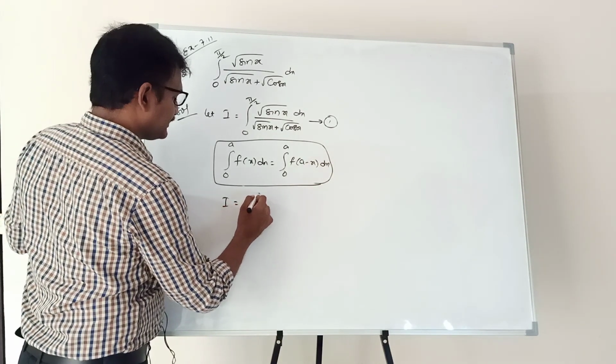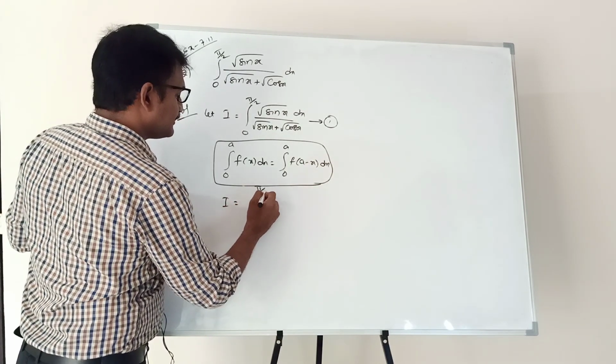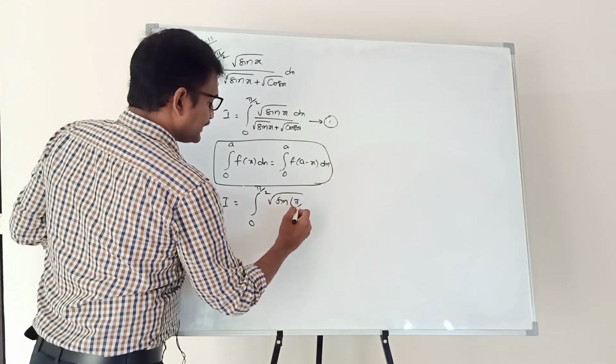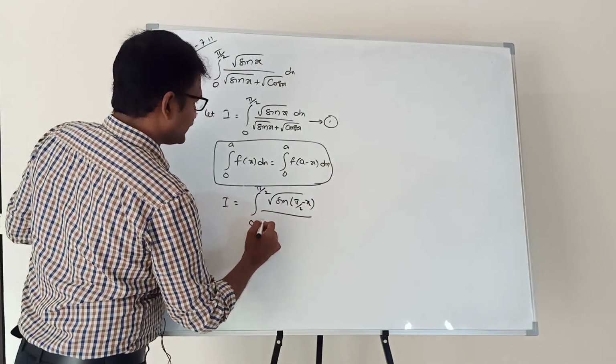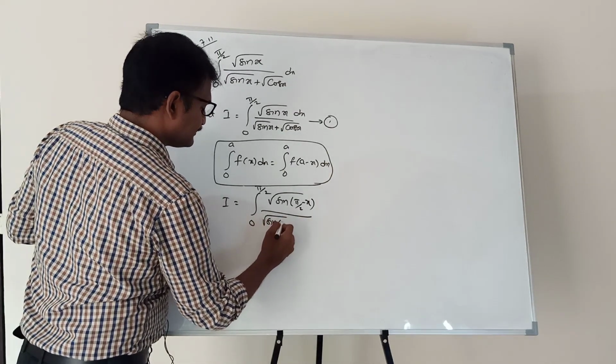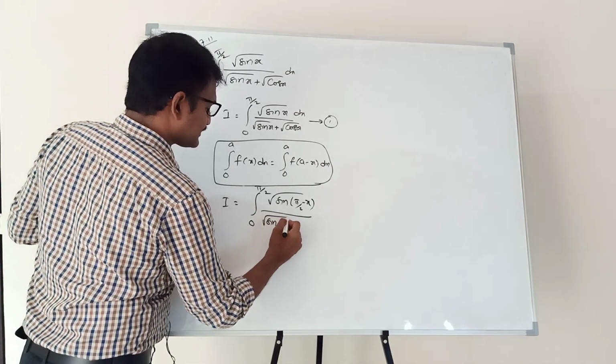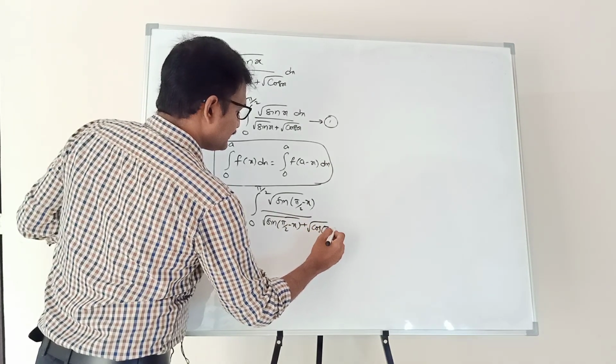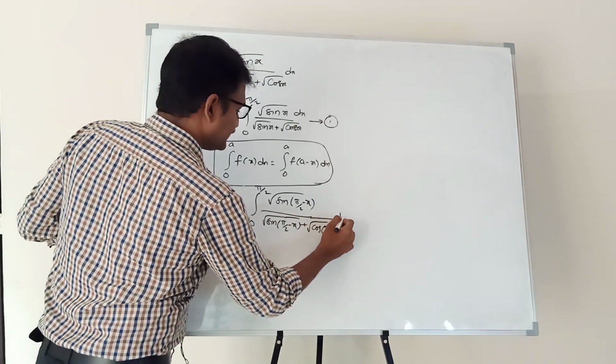So I is equal to the integral from 0 to pi by 2 of root of sin of pi by 2 minus x by root of sin of pi by 2 minus x plus root of cos of pi by 2 minus x dx.